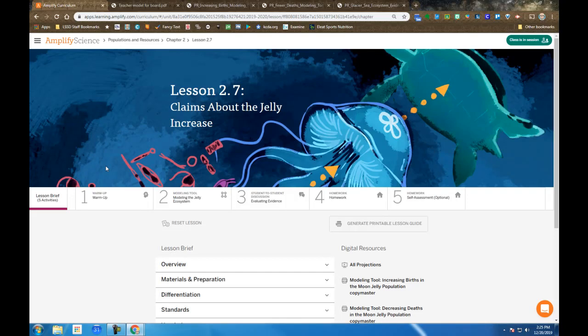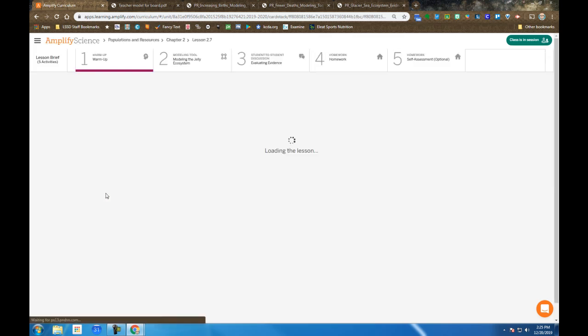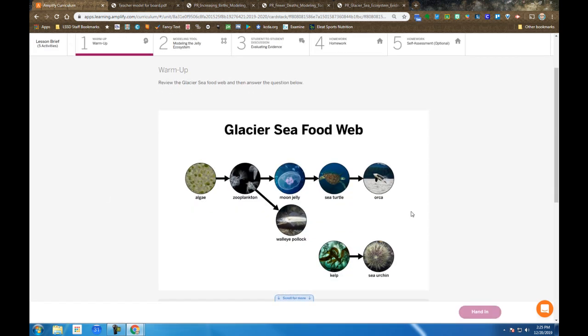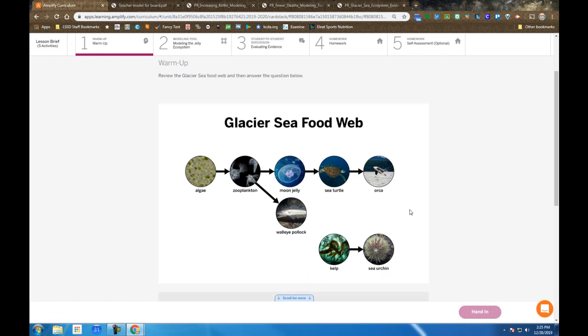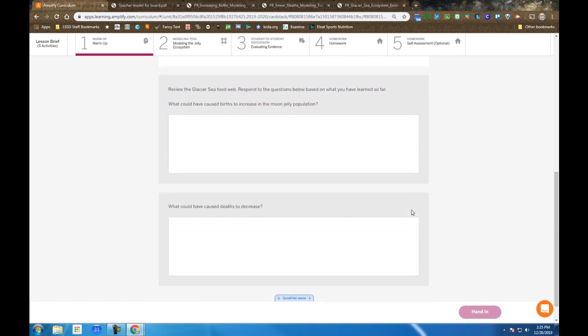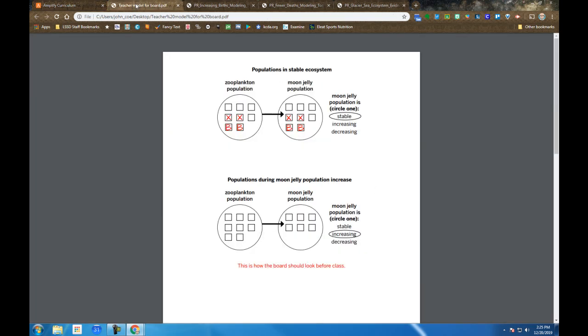Amplify Science, Populations and Resources, Unit Chapter 2, Lesson 2.7, claims about the jelly increase. So in the warm-up, we're introduced to many of the organisms or populations that live in the Glacier Sea. We want to examine how they might be affecting the moon jelly. So you respond to 2 questions. And then we discuss a physical model we've used previously in Chapter 2.